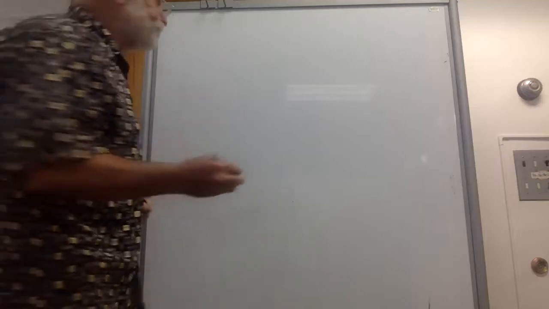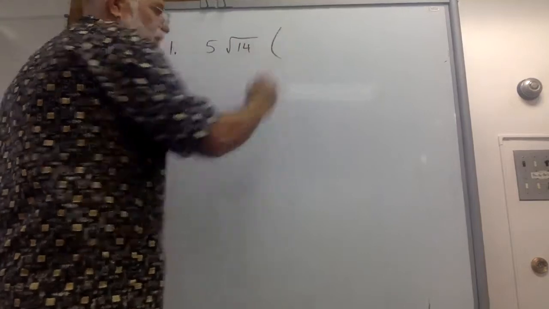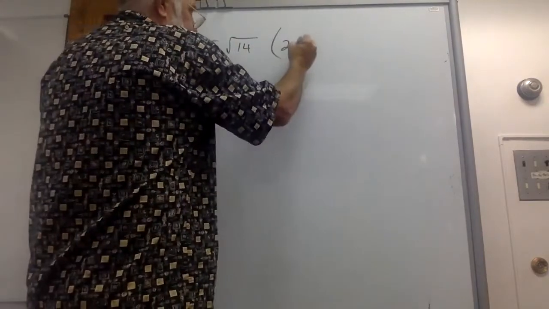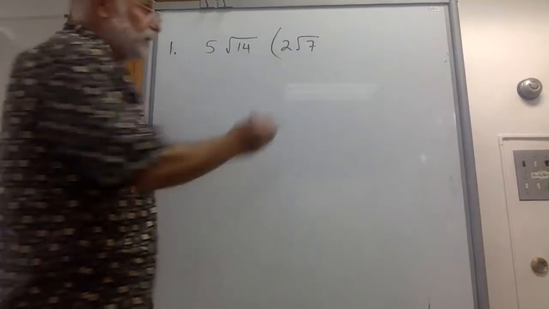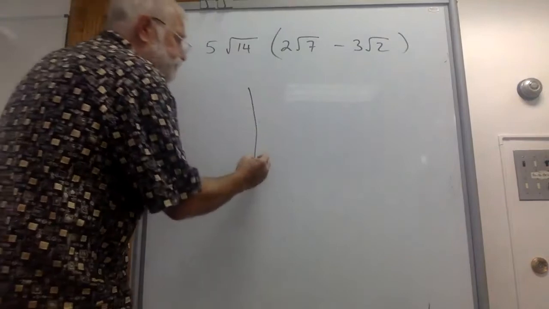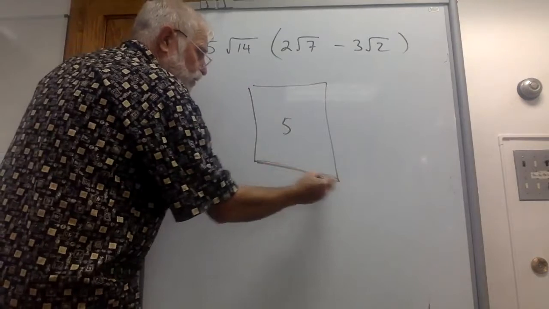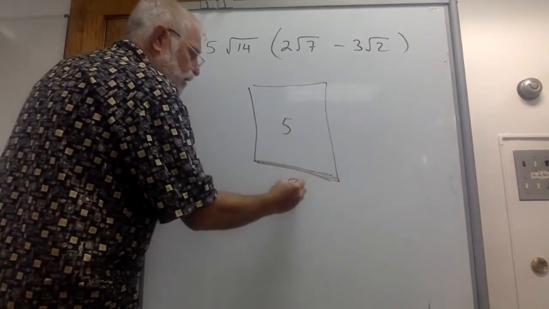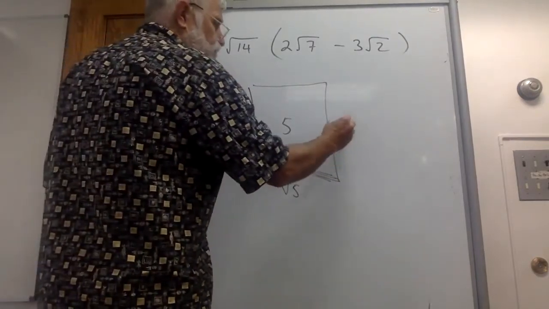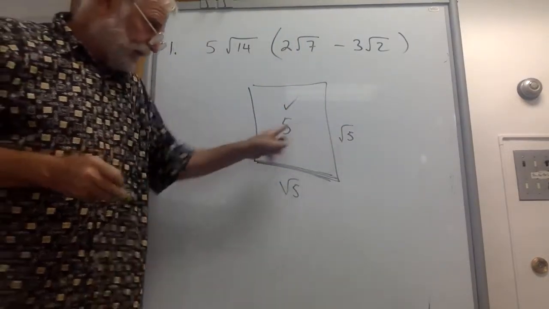All right, so the first problem. 5 root 14 times 2 root 7 minus 3 root 2, and we're trying to learn to work with the factors. Again, something like this. If that's 5, then that's its square root, which is the distance of the side of the square. And when you square a square root, you get what's inside. Okay, and these are factors of that number. All right, so let's write this in factored form.